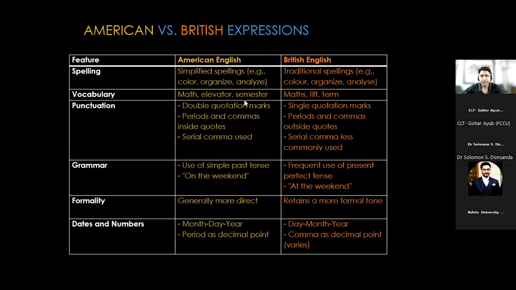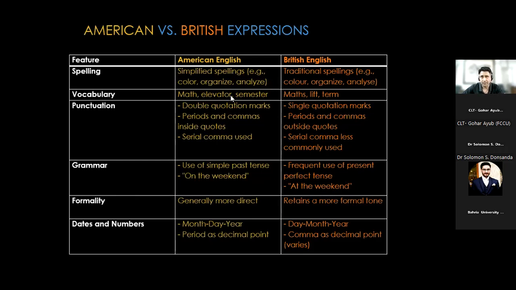In vocabulary, American: math, elevator, semester. In British: maths, lift, term. In punctuation, double quotation marks are used in American, single quotation marks in British. In American, periods and commas are inside the quotes. In British, periods and commas are outside the quotes. The serial comma is used in American English, and it is less commonly used in British English. In grammar, American English uses the simple past tense, while British English makes frequent use of the present perfect tense.